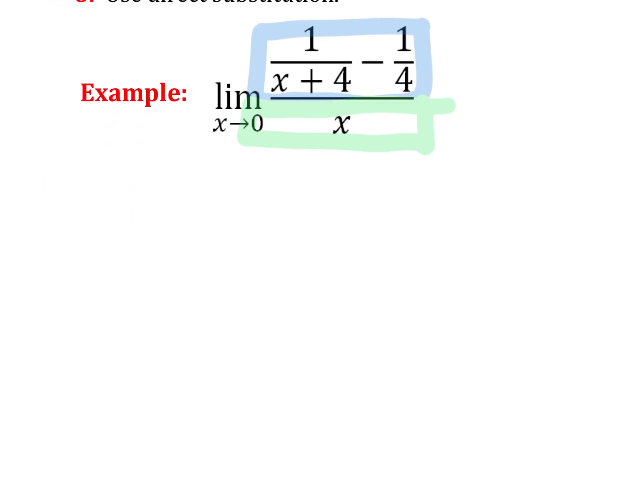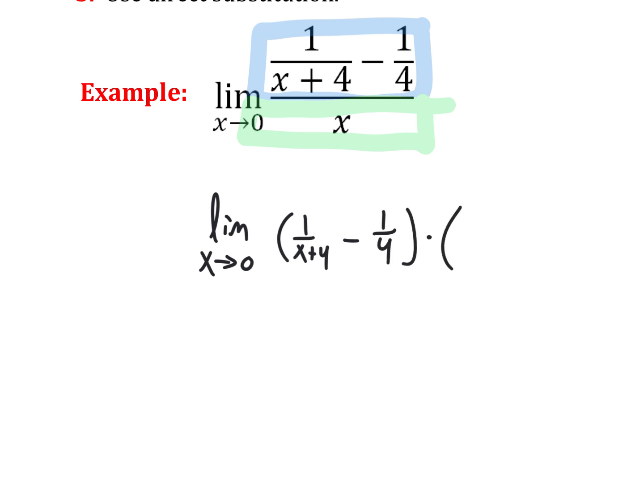So I'm going to rewrite this as limit as x approaches 0 of 1 over x plus 4 minus 1 over 4 times 1 over x. So all I did is I rewrote this numerator and then denominator. But I changed it from a division to a multiplication. Now we're going to see why that works here in just a second.